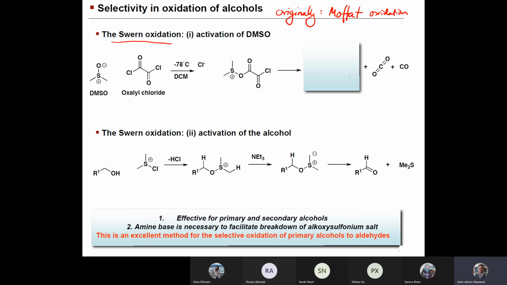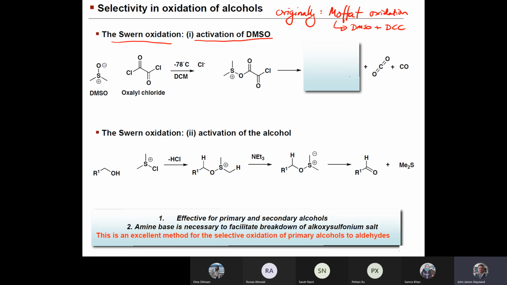And very simply, all of these methods might be considered activated DMSO methods. Okay, so with the Moffat oxidation, it is DMSO plus DCC. Okay, but there are a lot of different options. The Swern, however, is the most common, most reliable, and typically most liked. Okay, so how does this work?